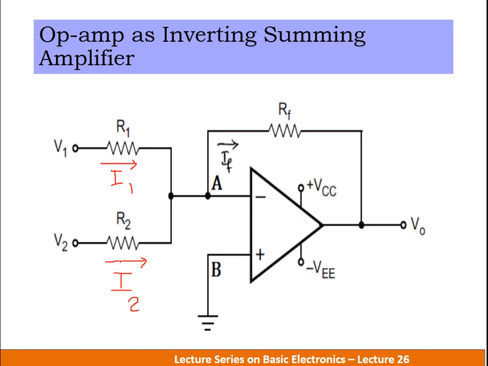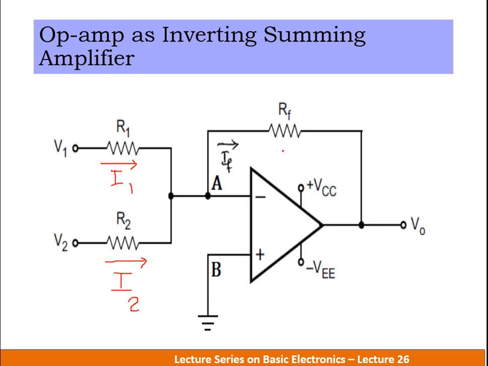Here, for example, we are applying two input voltages to the inverting terminal of the op-amp. In this circuit, the non-inverting terminal of the op-amp is connected to ground. The input signals V1 and V2, which are to be added, are applied to the inverting terminal, and there is a feedback connection from the output to the inverting input terminal. The feedback component used is a resistor, denoted by RF.